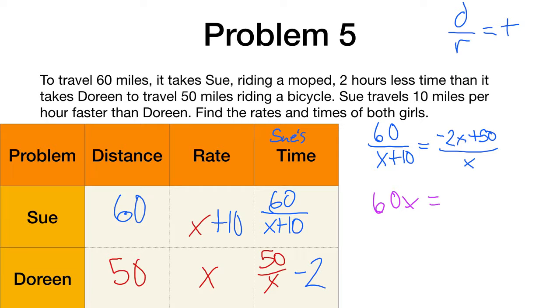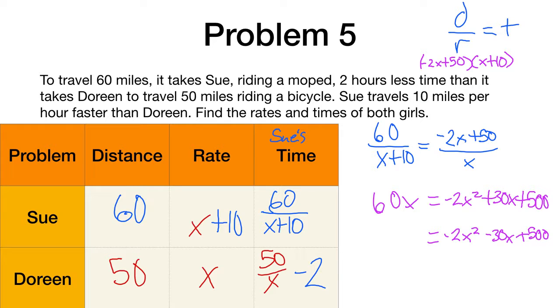negative 2x plus 50 times x plus 10. So that becomes negative 2x squared, and then negative 20 plus 50, that becomes plus 30x. And then plus 500. So I want to combine everything. That means negative 2x squared minus 30x plus 500 equals 0.